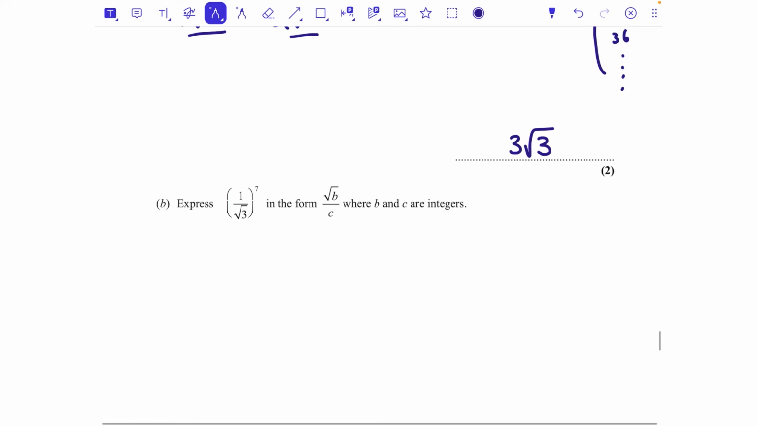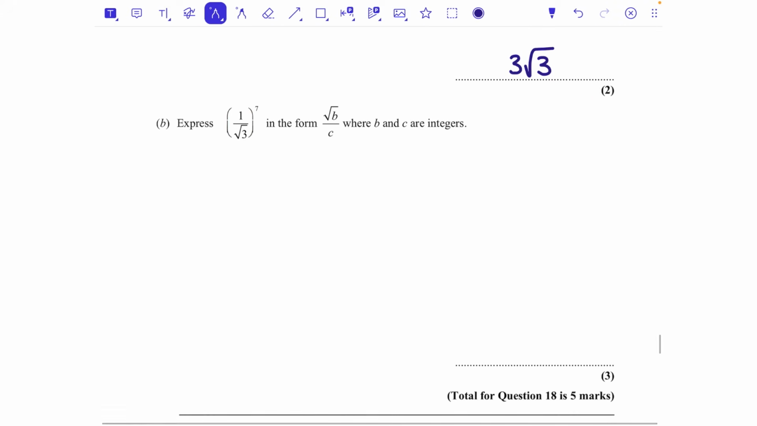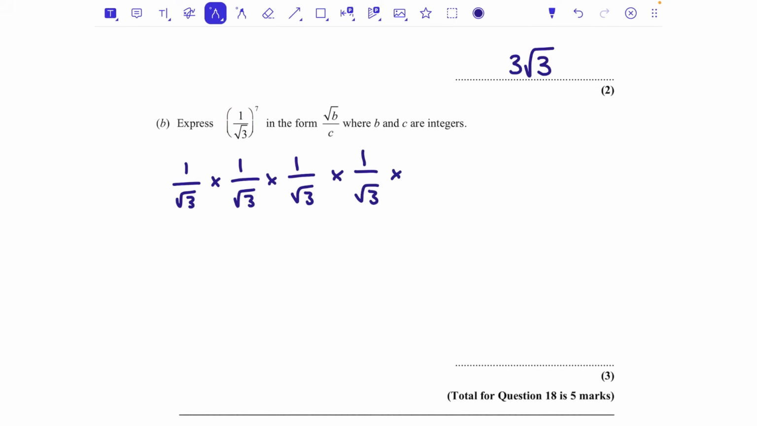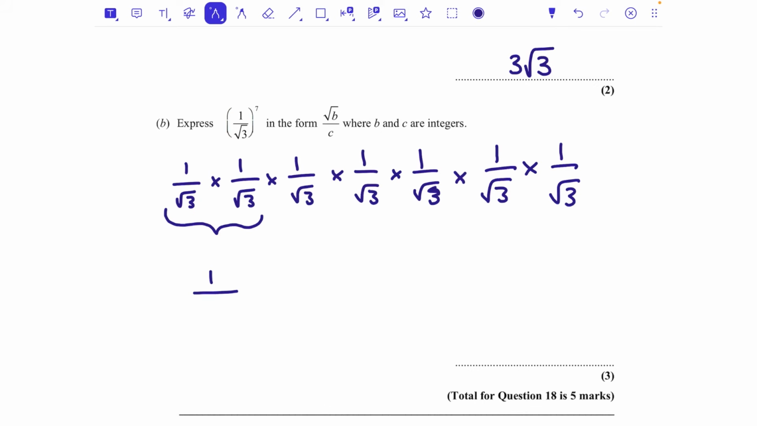For part B, express 1 over root 3 to the power of 7 in the form root b over c. So what have we got here? 1 over root 3 times 1 over root 3 times 1 over root 3 times 1 over root 3 times 1 over root 3, times 1 over root 3 and one more times 1 over root 3. Now that might seem really difficult, but actually every time you multiply this by itself, you get 1 over 3. Root 3 times root 3 is root 9, which is just 3. And we know that when we times fractions together, it's the top times the top and the bottom times the bottom. Okay, so those two make 1 over 3.